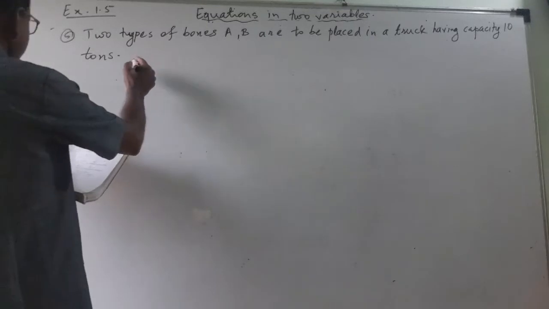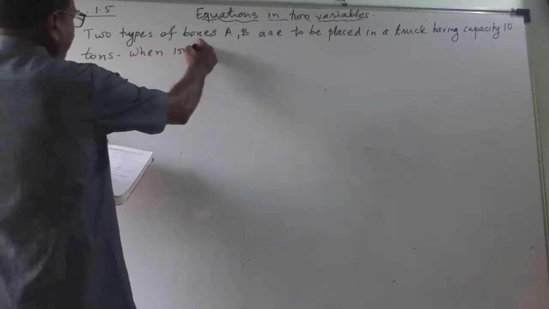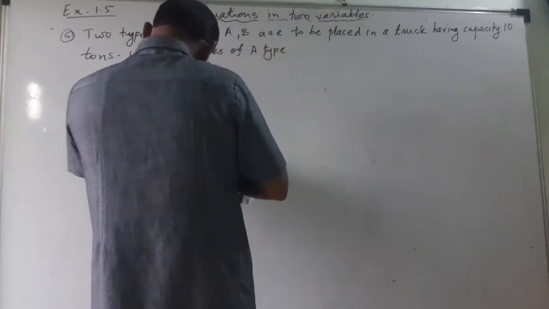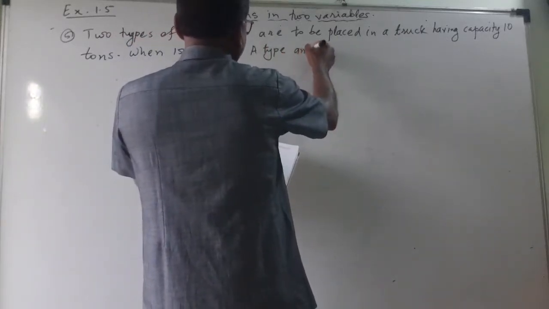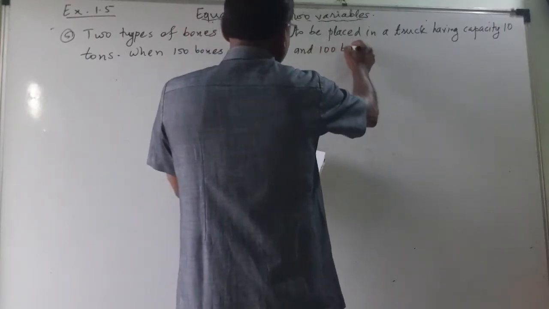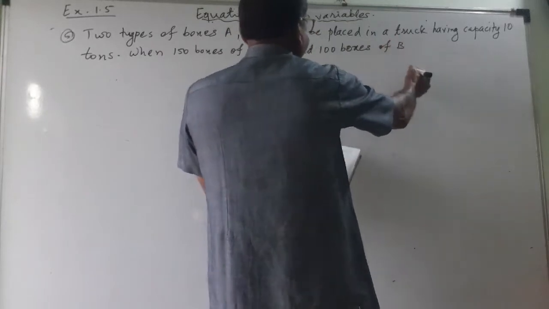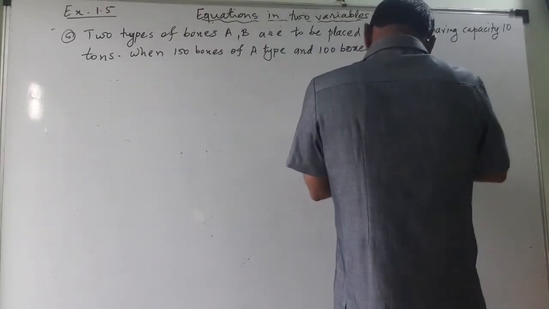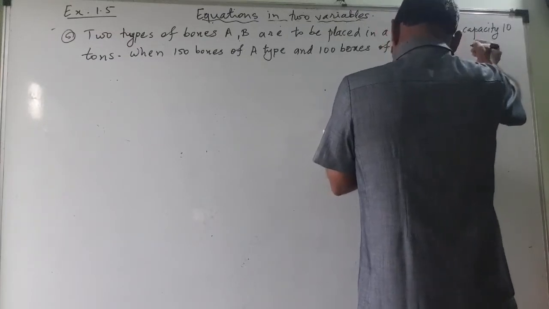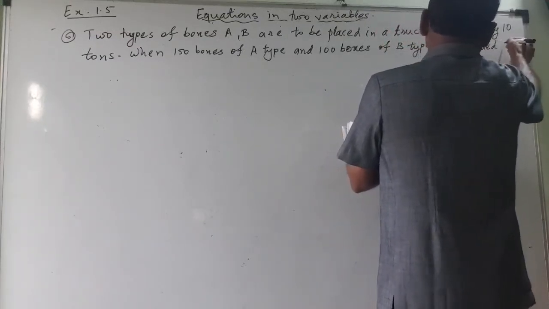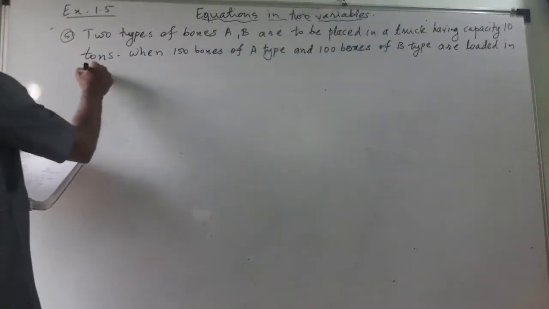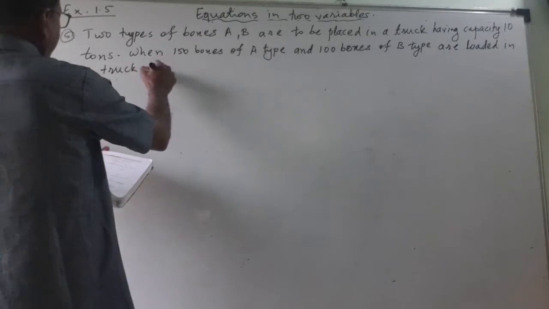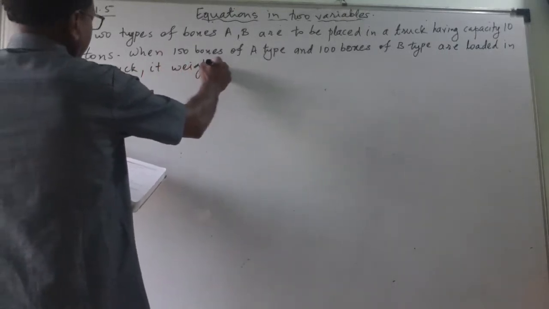When 150 boxes of A type and 100 boxes of B type are loaded in a truck, it weighs 10 tons.